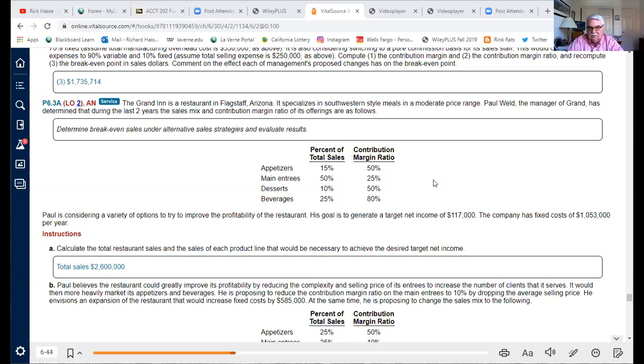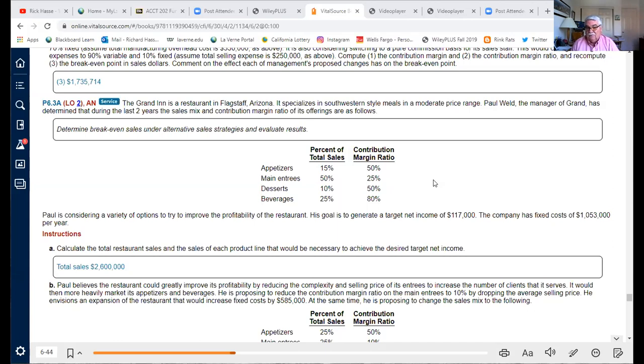In this problem, the owner, Paul, or the manager of the store, is considering a variety of options to try to improve the profitability of the restaurant. His goal is to generate a target net income of $117,000. The company has fixed costs of $1,053,000. In part A, calculate the total restaurant sales and the sales of each product line that would be necessary to achieve the targeted net income. In other words, if this company wants to make 117 grand in profit, how much do they have to sell based on the contribution margins of these four different areas?